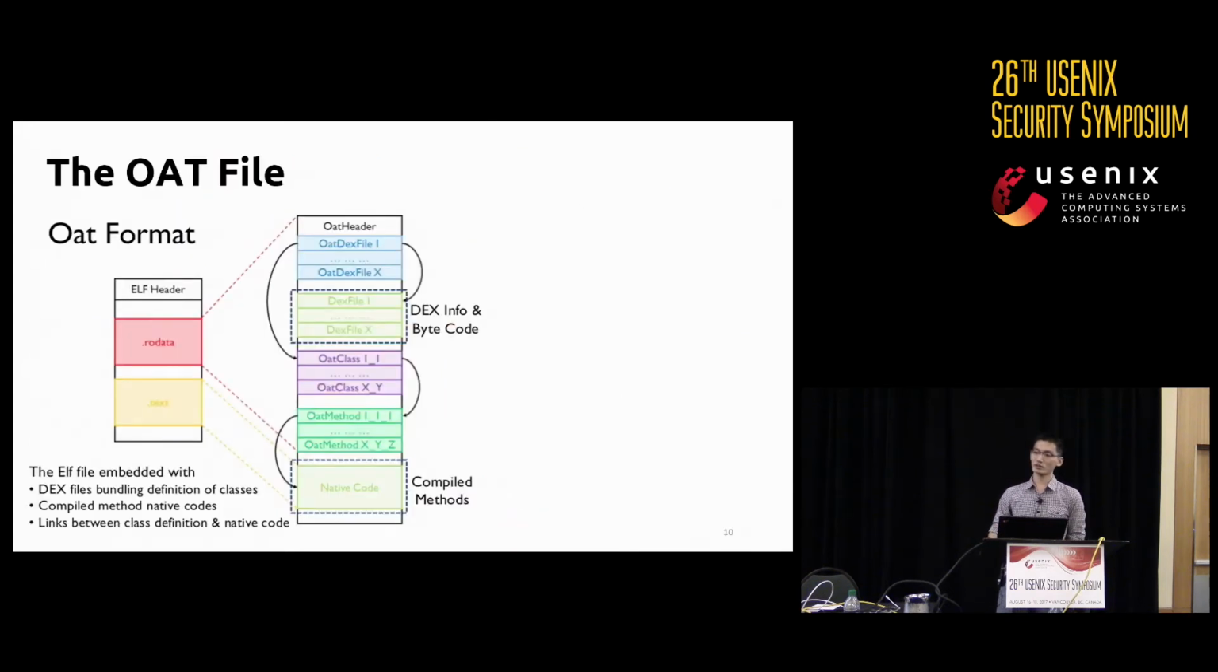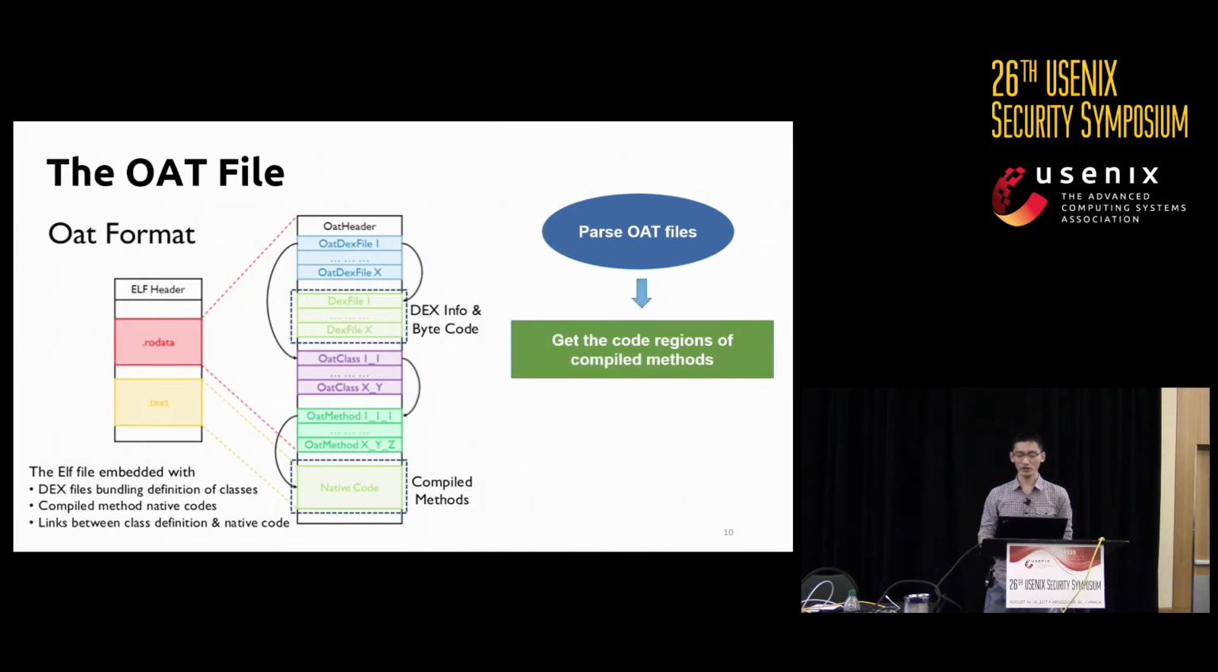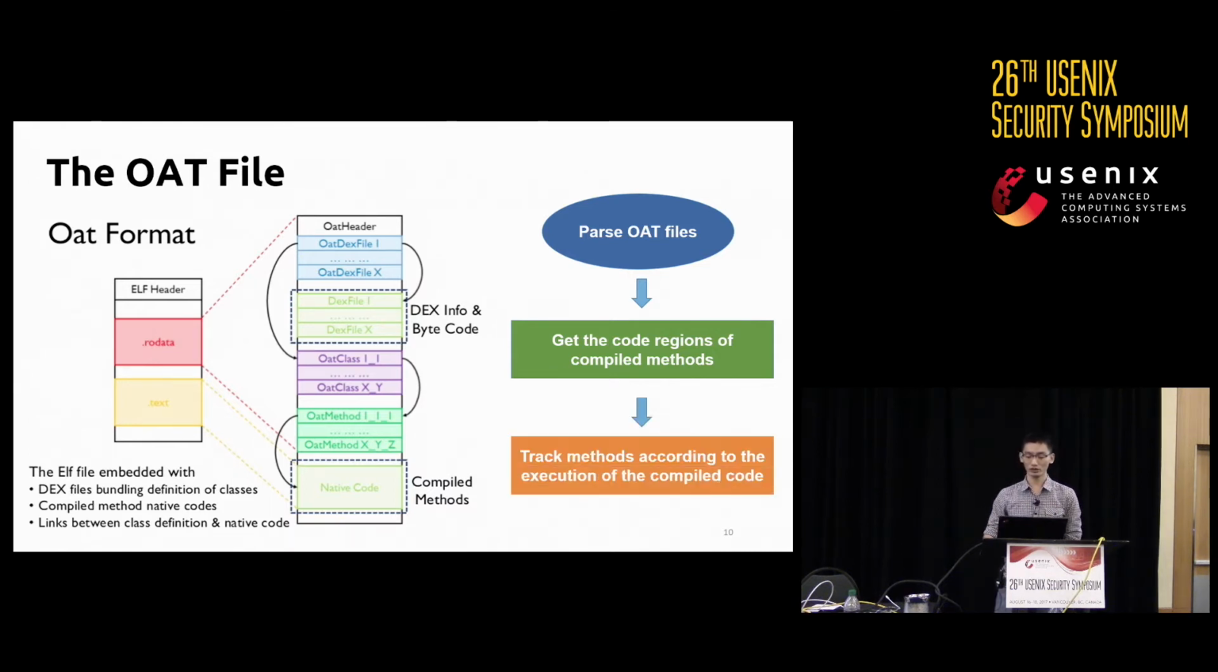The OAT file is a special ELF file. It is embedded with both the original DEX files and the compiled native code. So we can parse the OAT file following its format to get the code regions of all the compiled Java methods. Then we can check the method invocations according to the execution of the compiled native code.